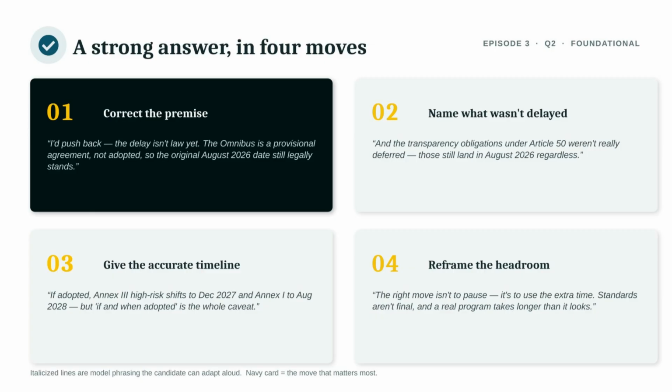If the Omnibus is adopted as expected, then yes, standalone high-risk obligations move to December 2027 and embedded ones to August 2028. But "if adopted" is the entire caveat. So my advice is the opposite of pausing. Use the headroom. The harmonized standards still aren't final, and building a defensible high-risk compliance program takes longer than anyone expects.